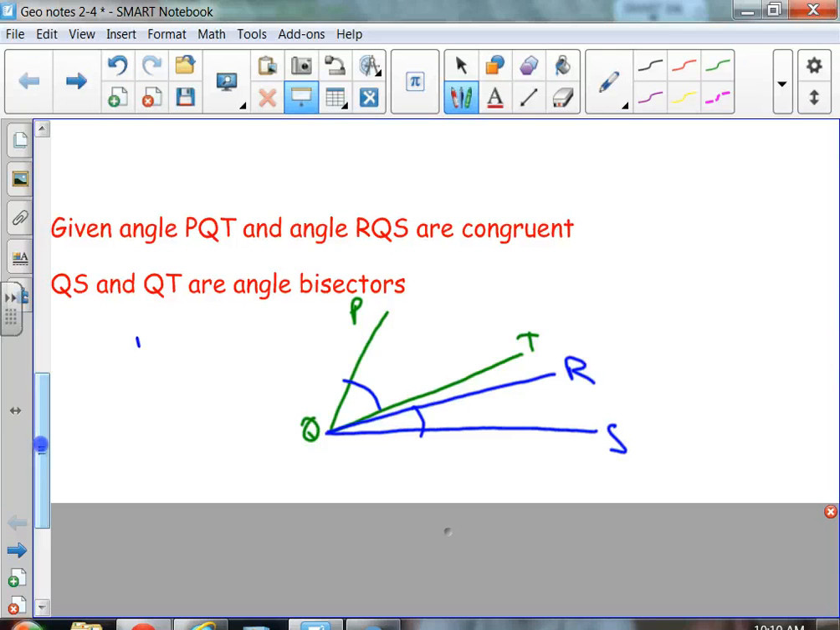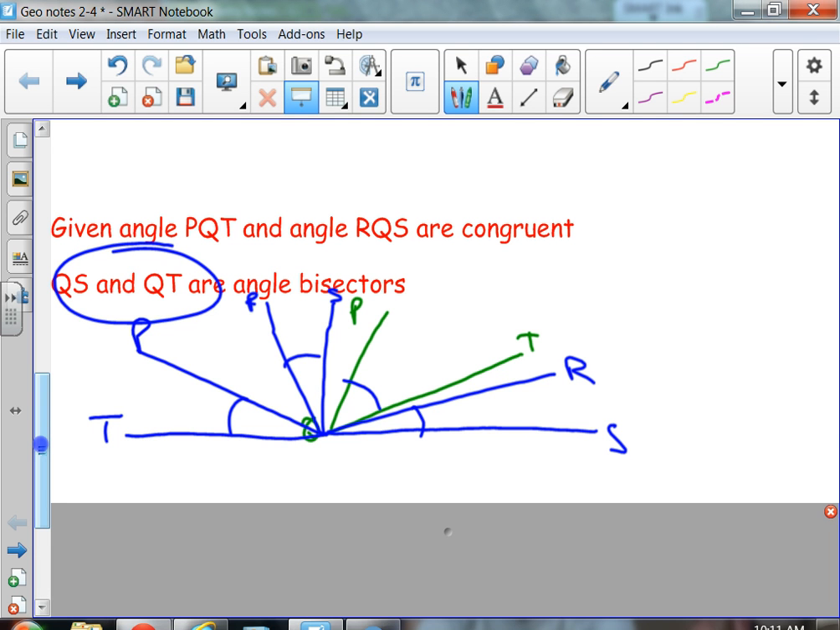What if I drew it this way? So I had P, Q, T, and then I had R, Q, S. So I know that this is congruent to this. Is QT a bisector of these angles? No. I mean, isn't that the same thing? They told us that these two angles are congruent. Okay. But that doesn't mean anything. It just means they're congruent. We can't deduce that QS and QT are angle bisectors.